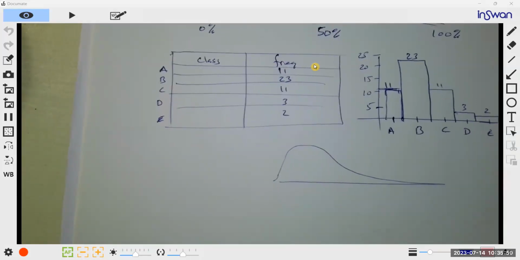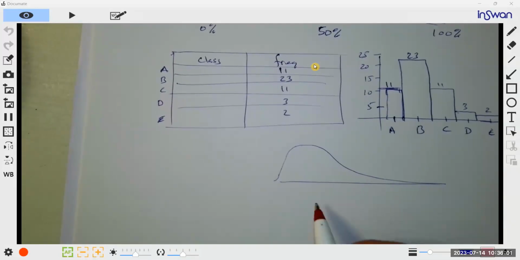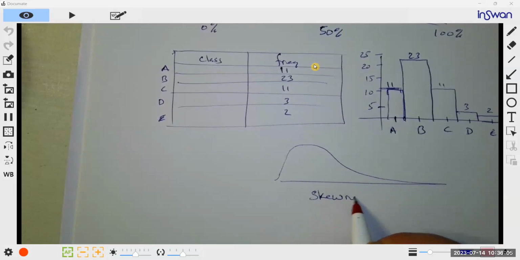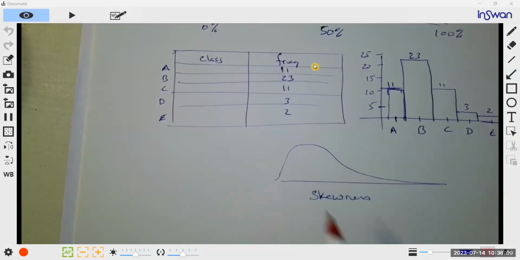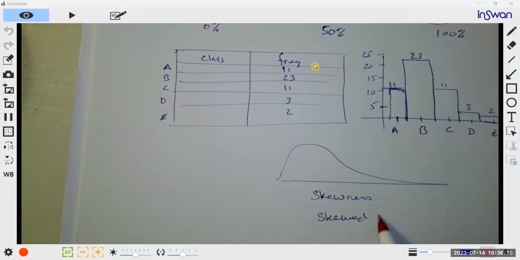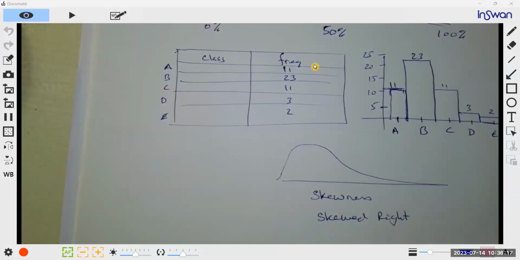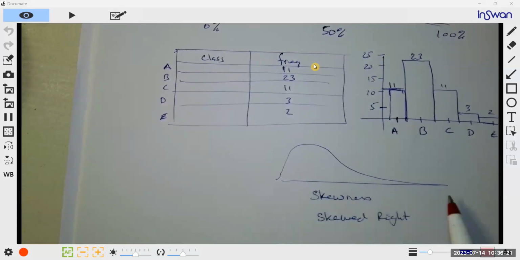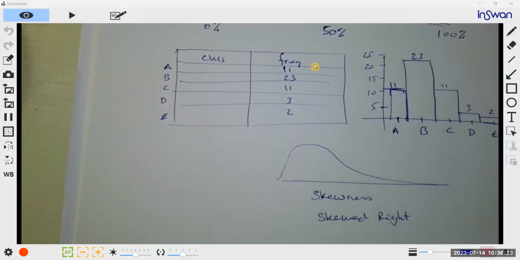What we're going to talk about in the next section is skewness. Since it's farther to the left, this is skewed right. Don't worry about now why it's over here. Why is it right? I'll show you. We'll talk about that tomorrow, or our next class. All right, let's look at examples here.